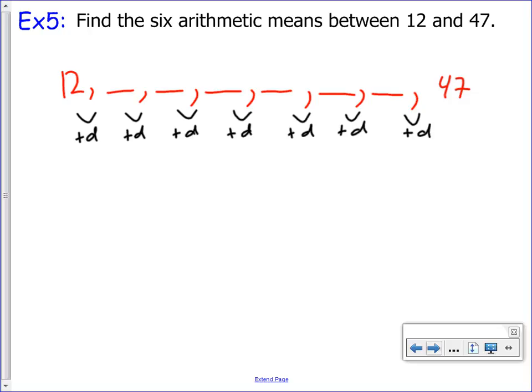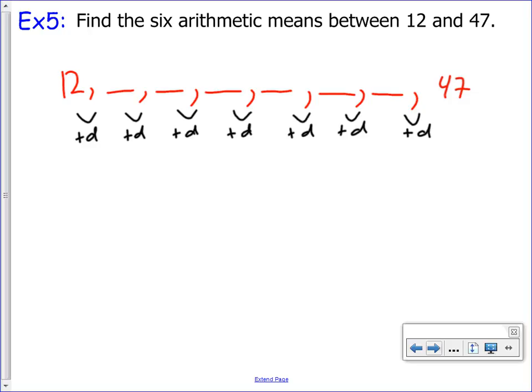Okay, how many D's do we add? 2, 3, 4, 5, 6, 7. How many numbers in this list? 1, 2, 3, 4, 5, 6, 7, 8. 8 minus 1 is 7. That's why it's n minus 1 in that formula. It's the number of numbers.